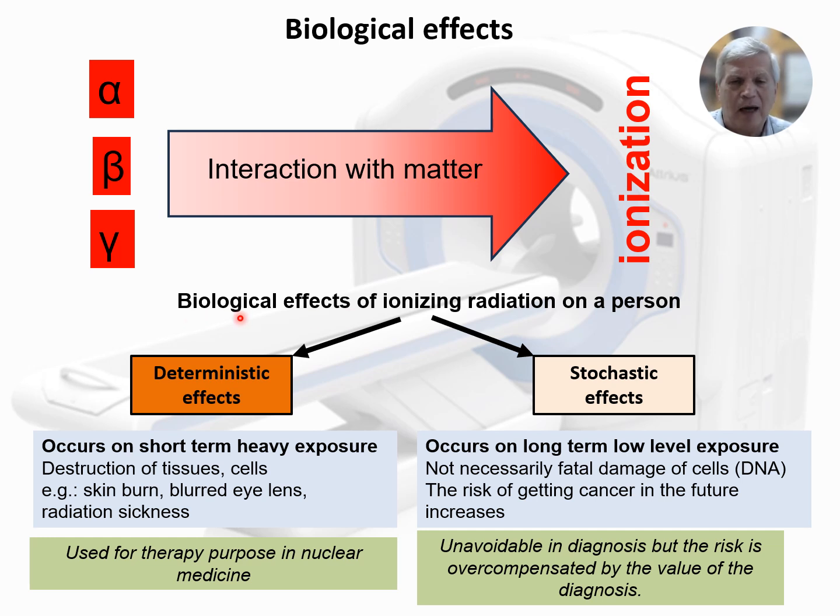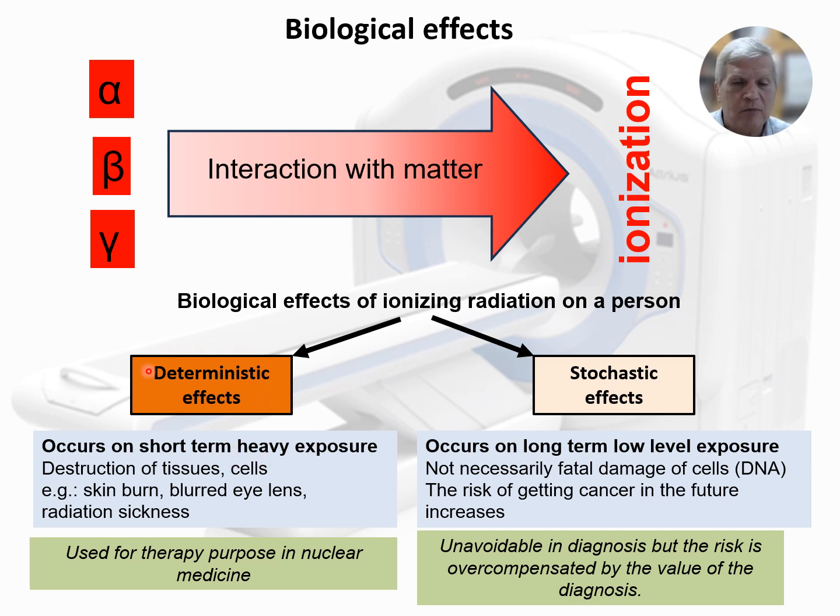If we have a look at the biological effects, the type of the effects, we can categorize these effects into two different types. We have deterministic effects of these radiations or stochastic effects. There is a major difference between the two. Deterministic effects occur on a short-term heavy exposure. Normally, this is an accident. However, in medical practice, it is used for therapy. So it's not accidental, it is intentional. We will see later how it works.